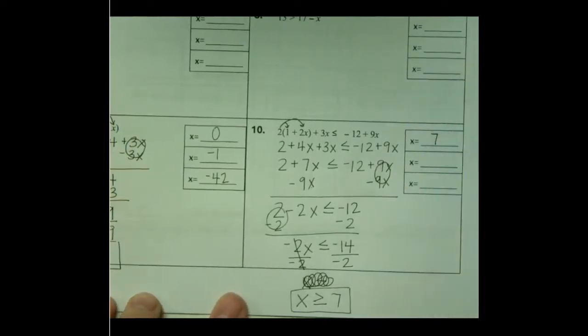So one of our x values could be 7. It can equal. We could have 8, and we could have 9.